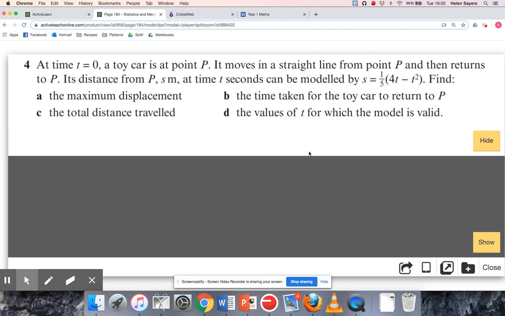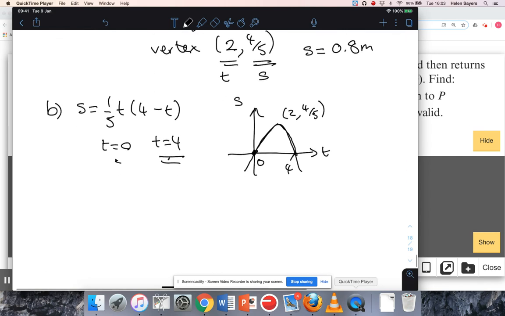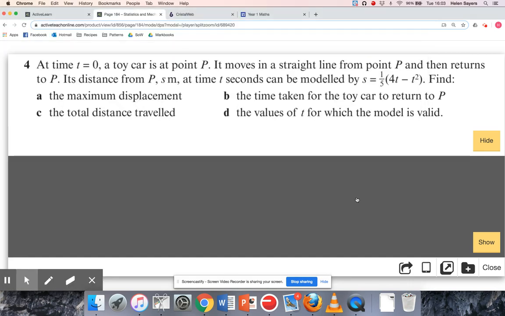Okay, so part C, the total distance travelled. So let's go back to our sketch. Okay, so it started at P, it travelled away from P until it reached its maximum distance, and then it travelled back again. So after 4 seconds, its displacement is 0, but its actual distance travelled is 0.8 meters to get to that point. So it travelled 0.8 meters away from P. So then it must have travelled 0.8 meters back again. So it travelled 1.6 meters altogether.